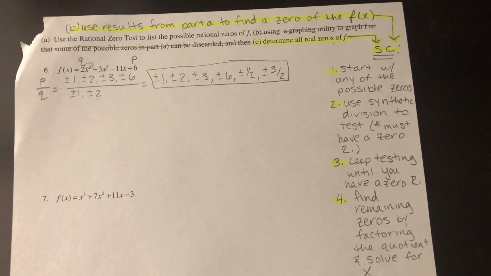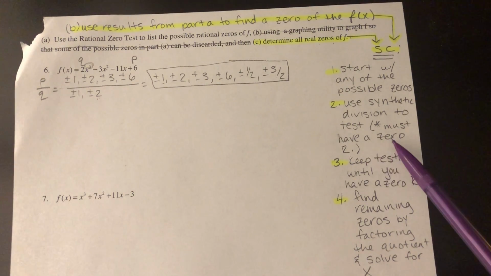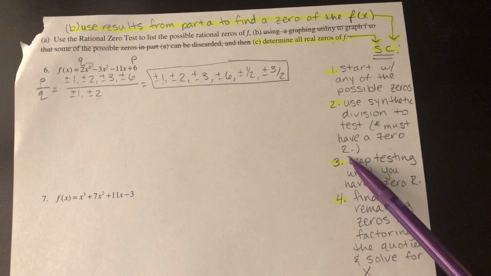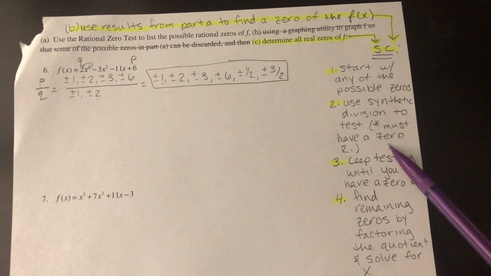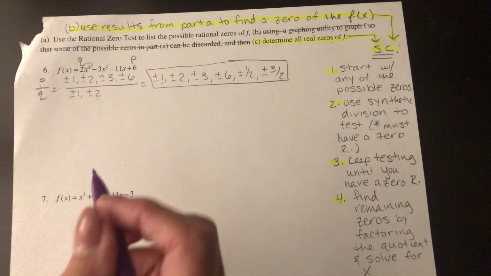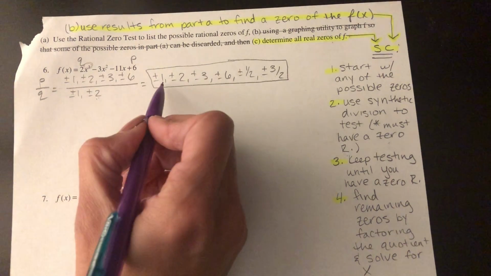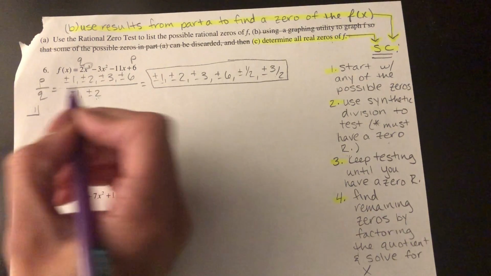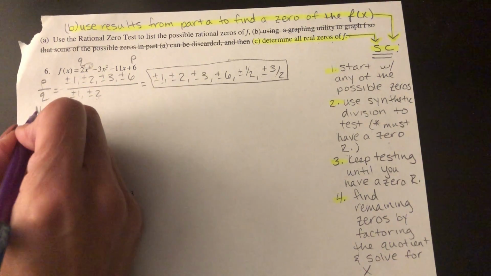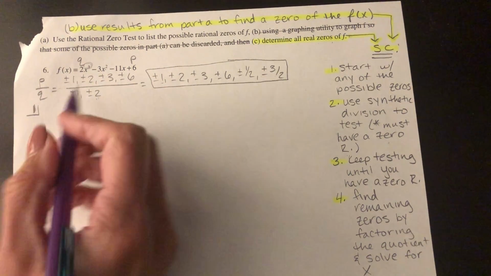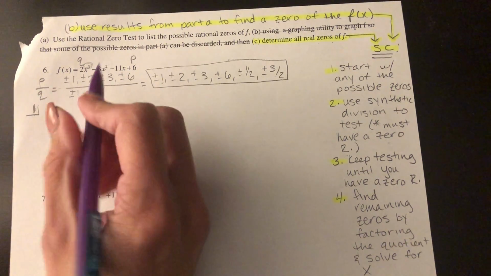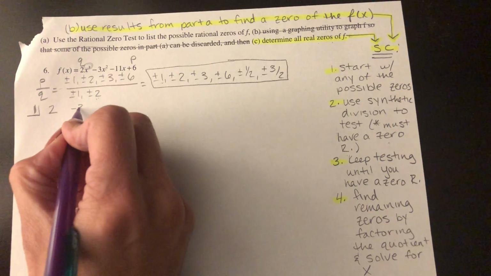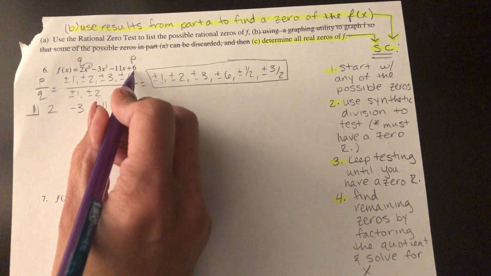And you know that it'll work if after you do synthetic division, you have a 0 remainder. So in order for this to be a 0 or a factor, it has to have a 0 remainder. So let's try this out. Let's start with positive 1. So I'm going to use synthetic division using positive 1 here. So I use 2, negative 3, negative 11, and 6.